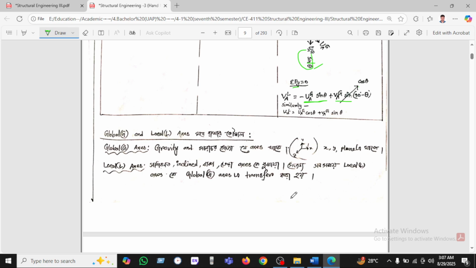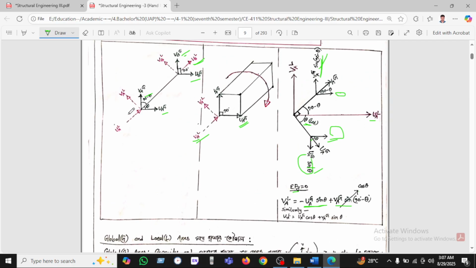Global axis. Global axis is gravity, always a straight line. We can see the xy plane, and local axis is when the member is inclined, then we can see the local axis. On the other hand, the global axis always will be vertical.